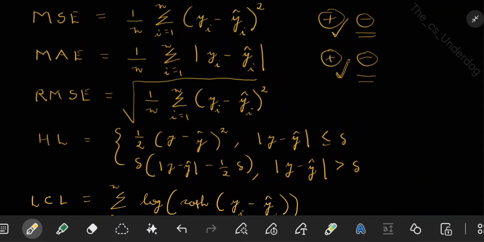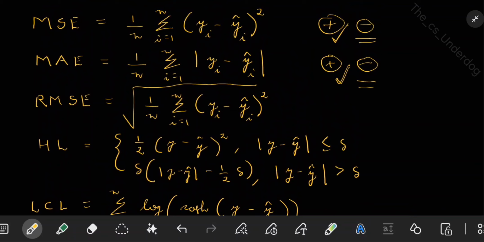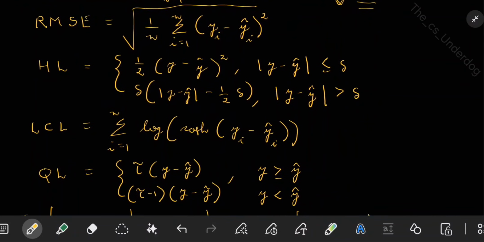Next loss function is Huber loss. I'm just going through the very basics. The remaining we had discussed in those lectures only. What is the speciality with Huber loss? This time we introduced a new factor called delta, which is a threshold. Using this threshold, we gave it the properties of mean squared error as well as mean absolute error. This is what we did with Huber loss.